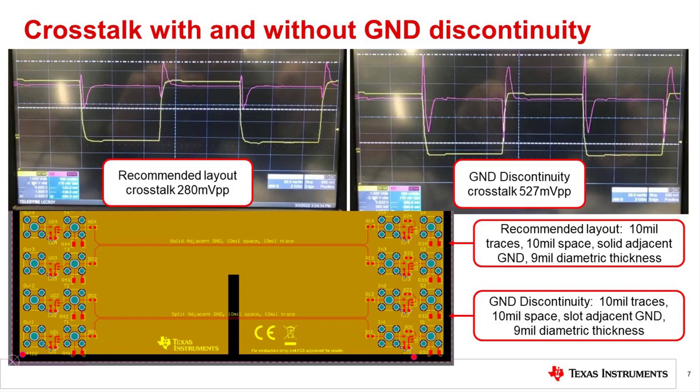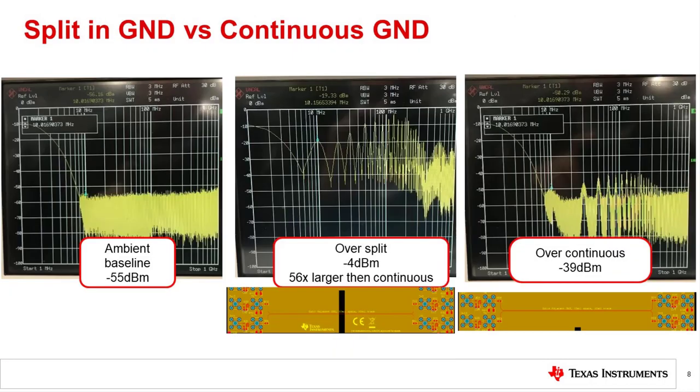Let's look at how the RF emissions were impacted. This slide shows the ambient noise floor, the RF emissions over the ground discontinuity, and the RF emissions over the continuous ground. The RF emissions for the circuit with the ground discontinuity were 56 times larger than the continuous ground plane. This measurement helps illustrate why discontinuities in the ground return path are a leading cause of EMI issues.